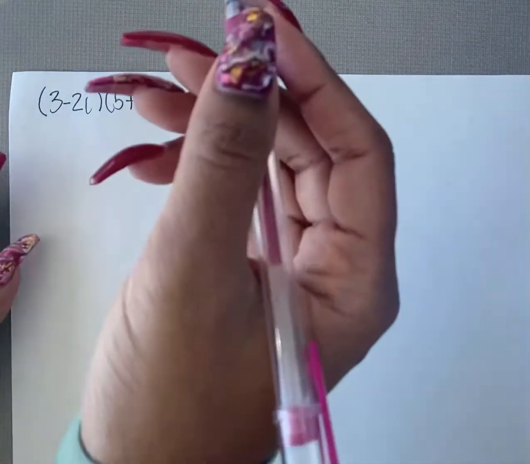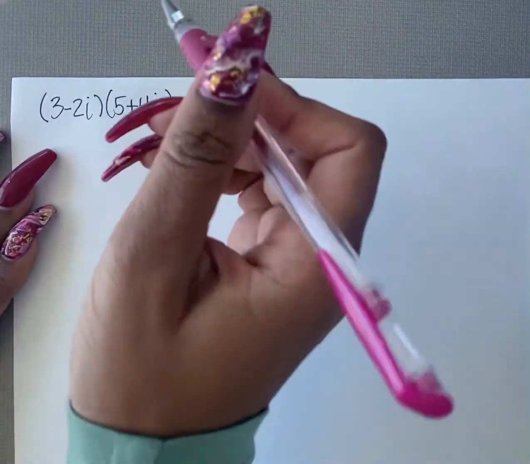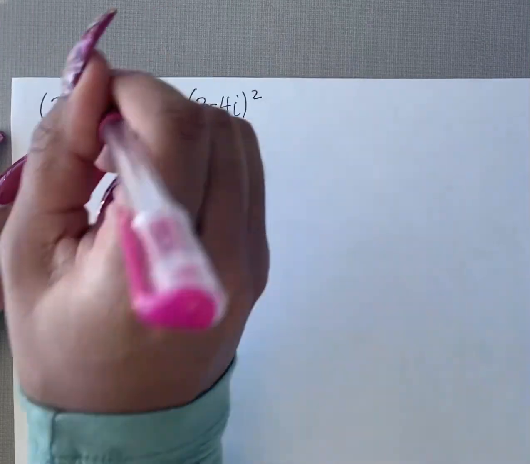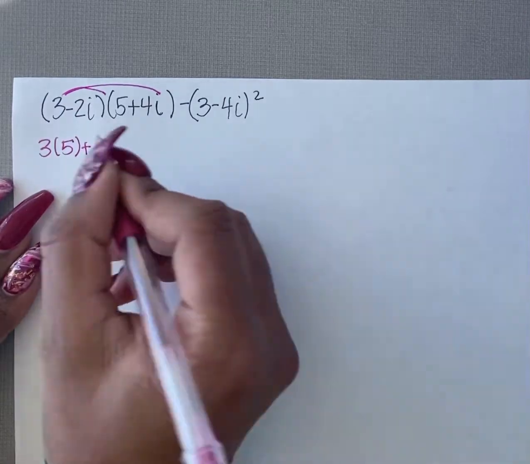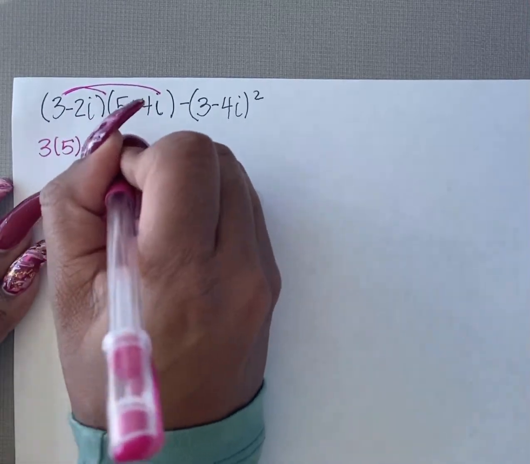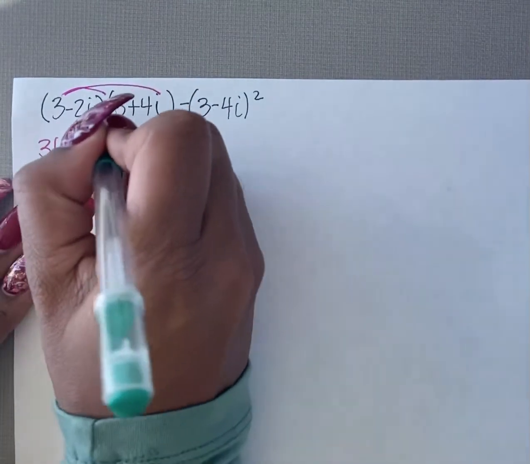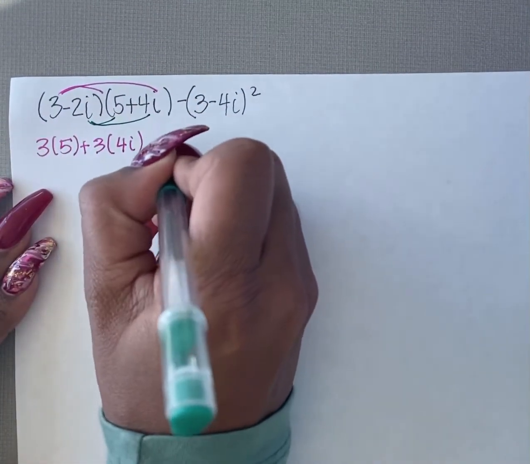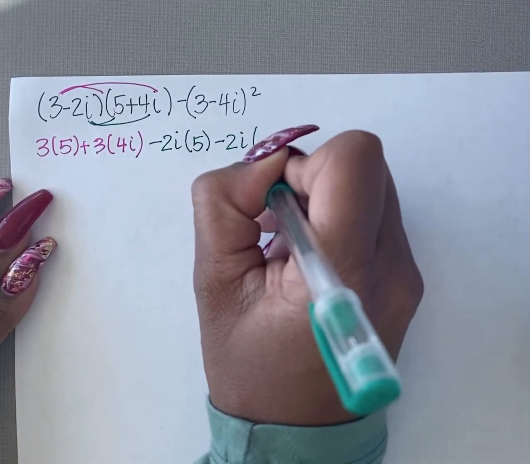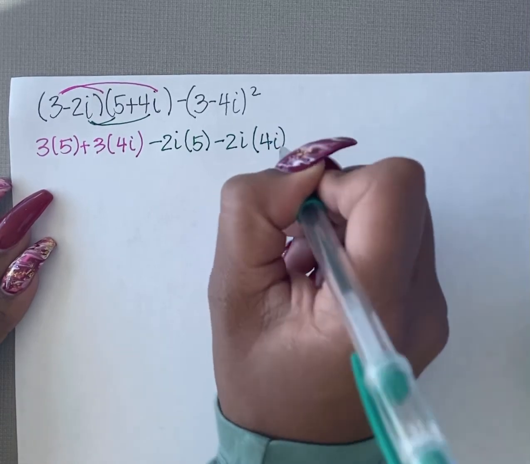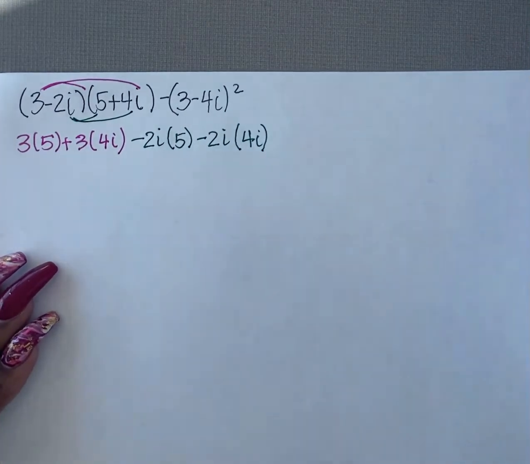I'm going to use some colors just to help you to see where each part is coming from. So I'm going to start by distributing this 3. So I'm going to distribute the 3 to the 5. The 3 is positive, so it's going to be plus. And then the 3 to the 4i. And then I'm going to distribute my -2i. And so I have -2i, and I'm going to distribute it to the 5, and I have -2i, and I'm going to distribute it to the 4i. Okay, so that's that first set of parentheses, or sets of parentheses.